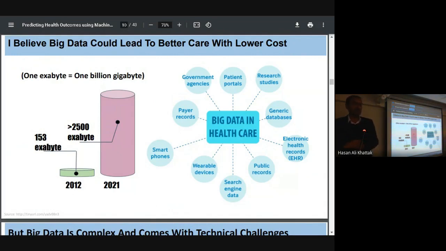Then another important source of data is the payer record. We have the insurance agencies, as I mentioned at the beginning, where all the procedures, like your treatment, whatever you have done in hospital settings, will go, and the majority of people in the US have insurance and are covered by a health insurance system.